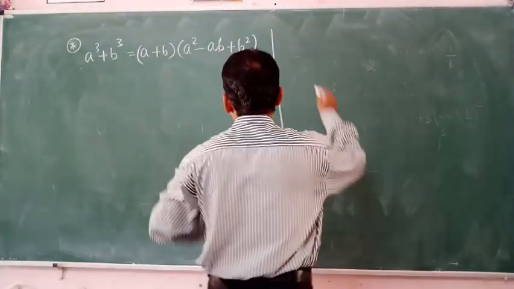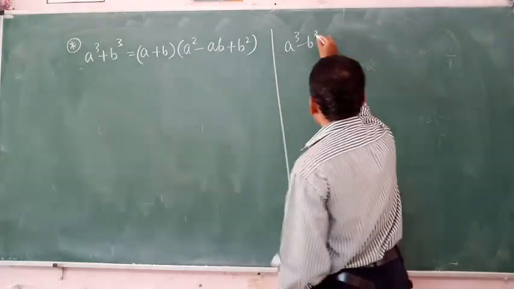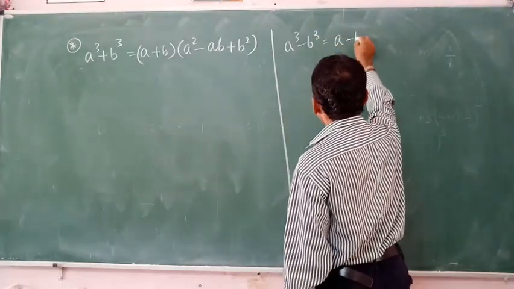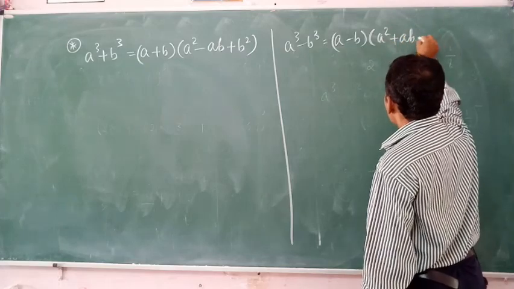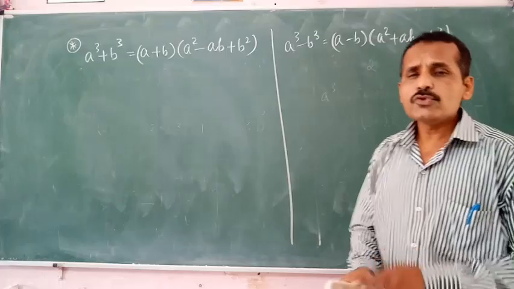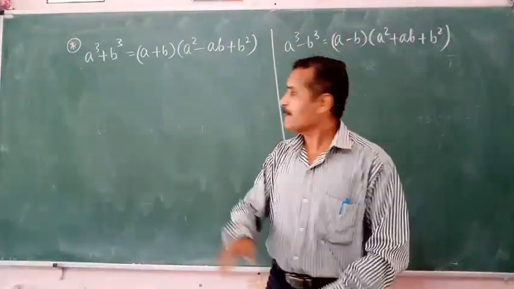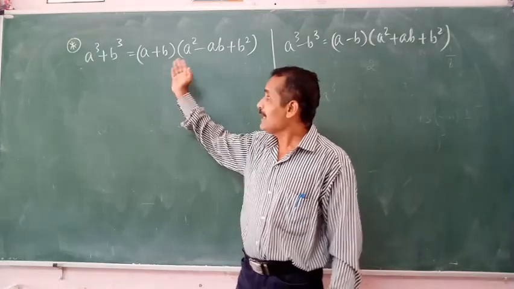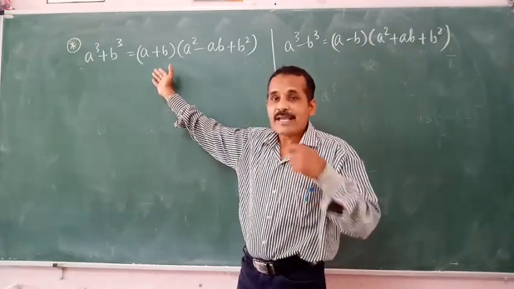And we have one more formula. A cube minus b cube is equals to a minus b into a square plus ab plus b square. These are the two new formulae you are going to learn today. But before that, my dear children, can you tell me in this formula which is the factor form and which is the expanded form?